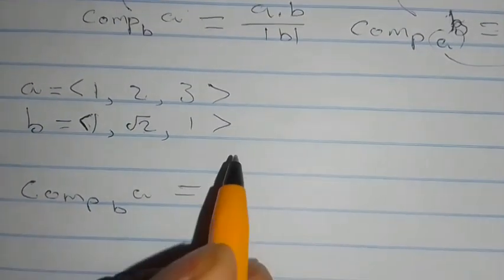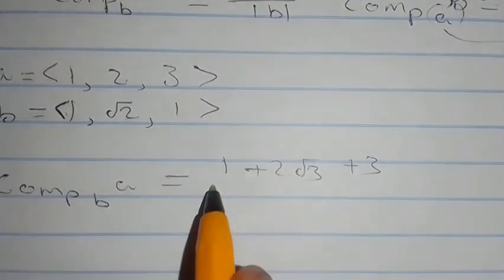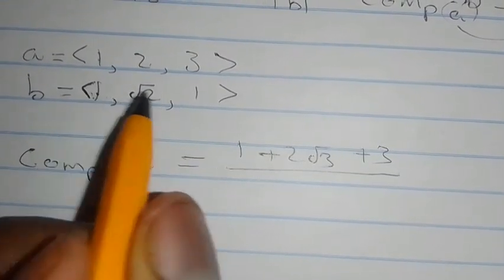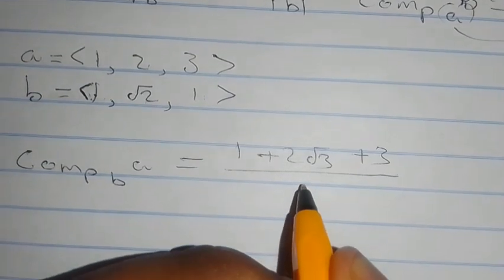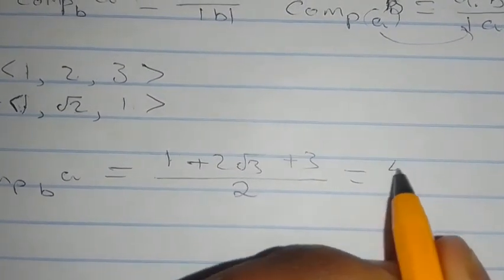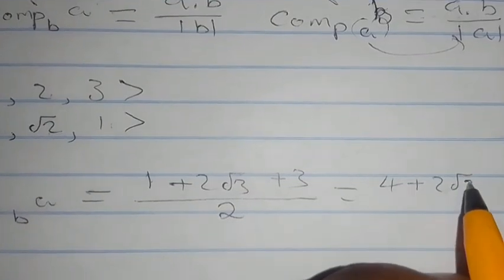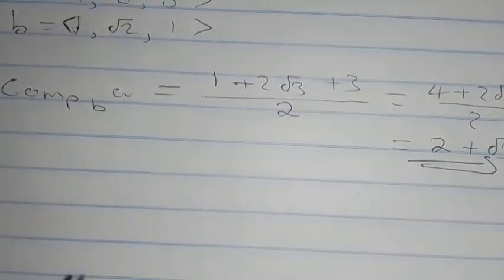So now you're just going to dot this, 1 by 1, which is just 1, and 2 by root 2, that's just going to be 2 root 2, and then 3 by 1, that's just going to be 3, and then you divide by the length of vector B. 1 squared is 1, root 2 squared is 2, 1 squared is 1. So you have 1 plus 2 plus 1, which is 4, and the square root of that is 2. So 1 plus 3 is 4, so you have 4 plus 2 root 2 divided by 2, and then you're going to have 2 plus root 2. And that's a scalar projection of A onto B.